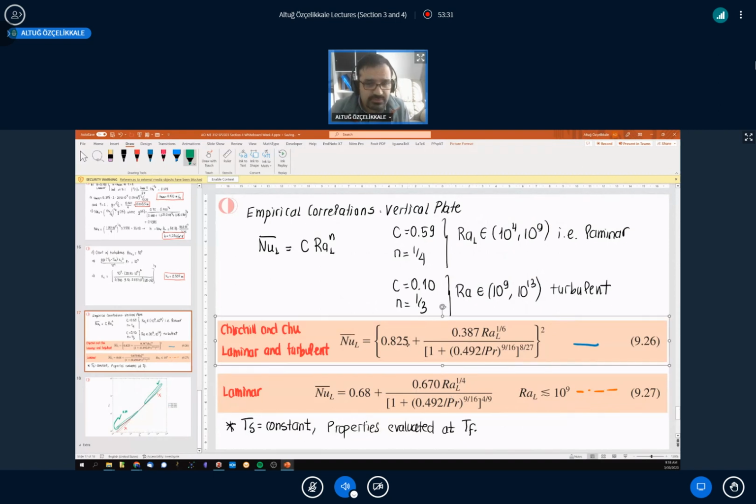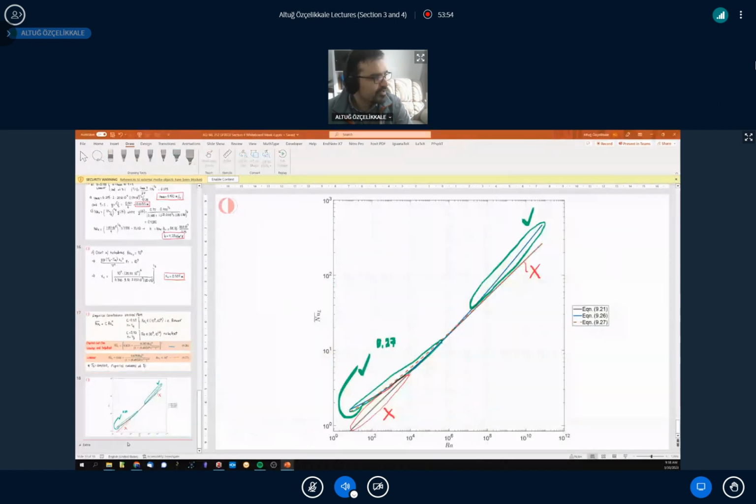And for turbulent flow, I would recommend you to go ahead and use this correlation 9.26. Hope that's clear. That gives you at least some direction on which correlation is optimal for the various conditions of the vertical plate. Okay. Hope that's clear.